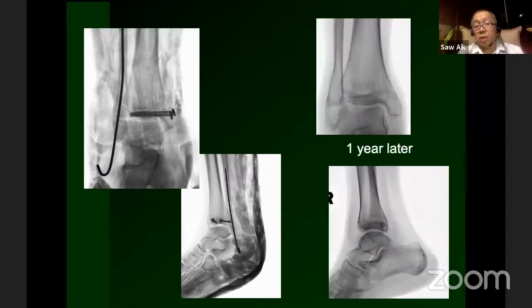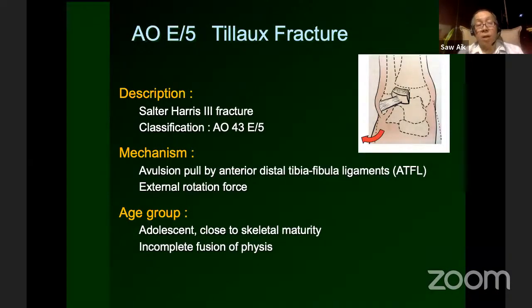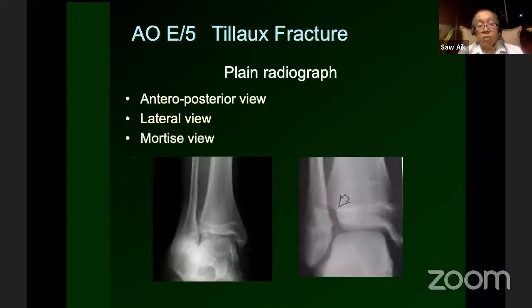So this is 1 year later. We still have to monitor to make sure there is no physeal breach growing across. Now, AO E5 is a tillaux fracture. It is a Salter-Harris type 3, but AO uses E5, a separate category. It is caused by an external rotation force.